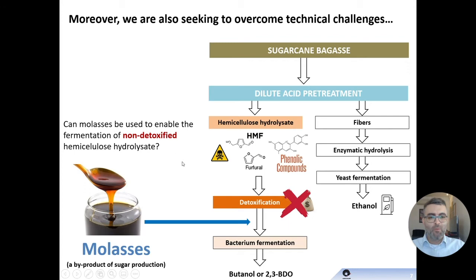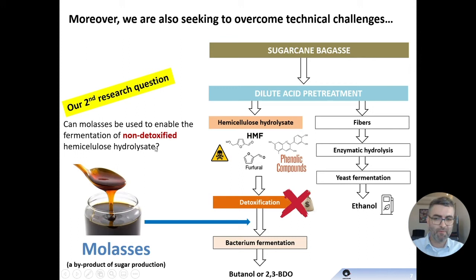And we are proposing this research, the use of molasses, in order to overcome this challenge. It means that we want to have a process that doesn't need the detoxification step. So this has led us to our second research question. Can molasses be used to enable the fermentation of non-detoxified hemp cellulose hydrolysate?